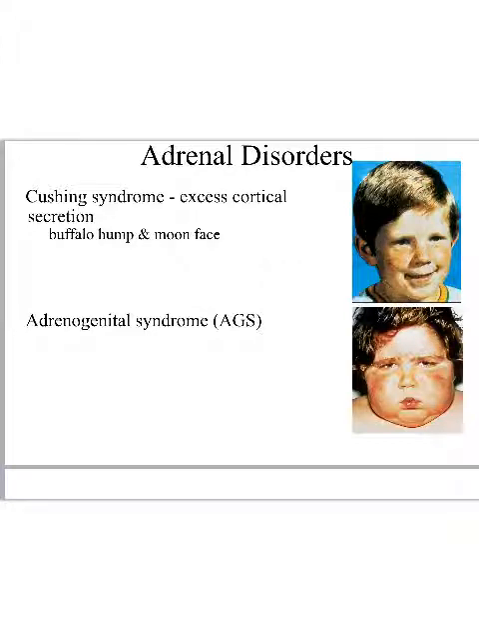Okay, adrenal disorders. Cushing's syndrome is the first one I have on here. So what happens with it is the adrenal cortex is producing too much cortisol. So people will get a bump on their back and then a really round, they call it a moon face, from having lots of fat being deposited.